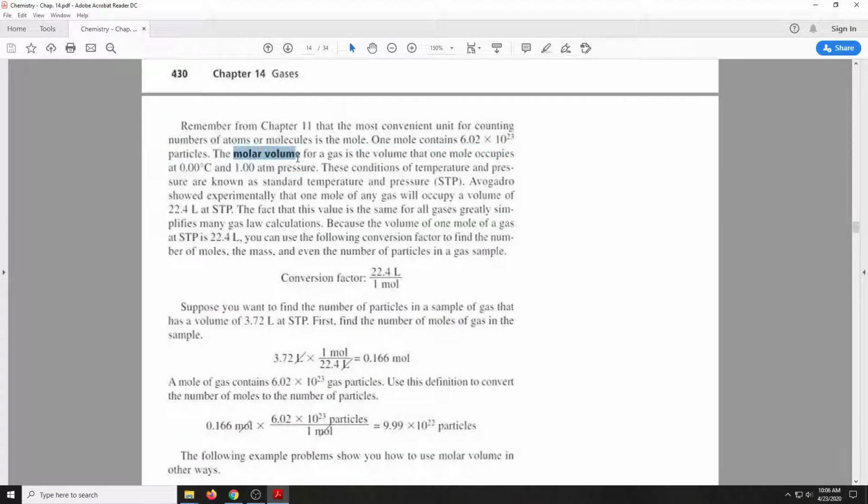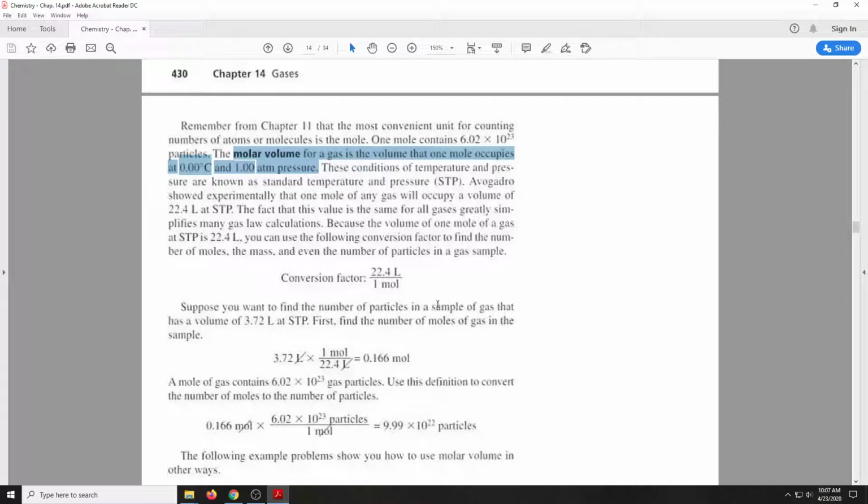And the molar volume for a gas is the volume that 1 mole occupies at 0 degrees Celsius and 1 atmosphere of pressure. All right, so if it's 0 degrees Celsius and there's 1 atmosphere of pressure on a container, and there's a gas in there, we know how many particles of gas are in there. There's 1 mole of it. So similar to how every element has a molar mass, every gas has a molar volume. But the fun thing about molar volume is that they are all exactly the same.